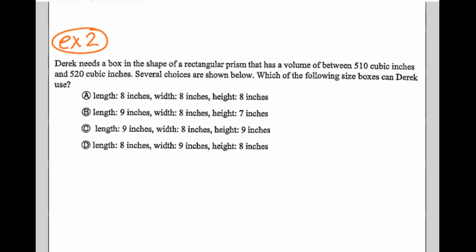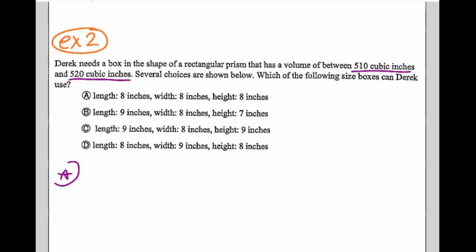All right, example 2 says Derek needs a box in the shape of a rectangular prism that has a volume between 510 cubic inches and 520 cubic inches. Several choices are shown below. Which of the following size boxes can Derek use? All right, so this just sounds like we're multiplying all of these and seeing which one gives us between 510 and 520. So we solve A, we solve B, we solve C, we solve D, and then we bubble in which one works for us.